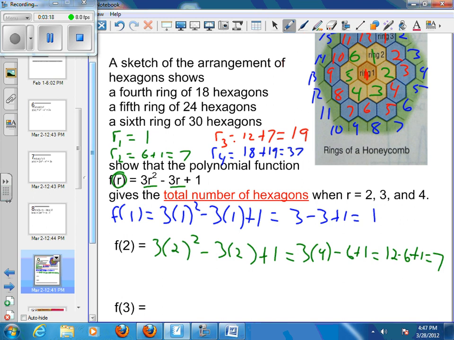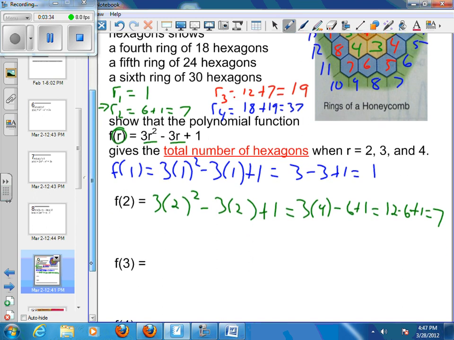And if I look up above, whenever I looked at my second ring right here, I did get a 7, and I've got a 7 with my function. So far, I have shown that this is a good polynomial to represent my hexagonal honeycombs. So let's look at ring 3. Ring 3 would be when we were taking f of 3.